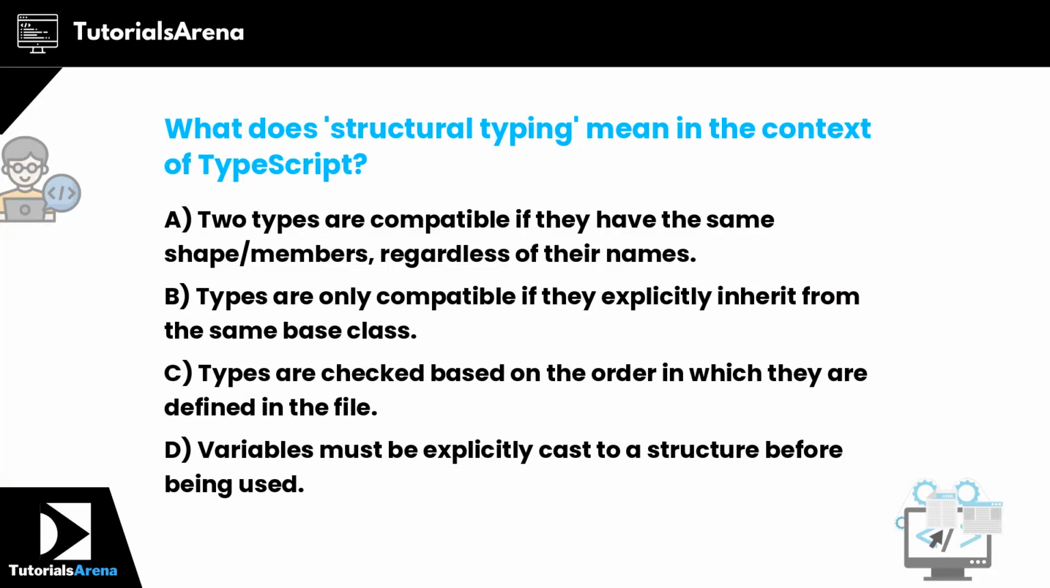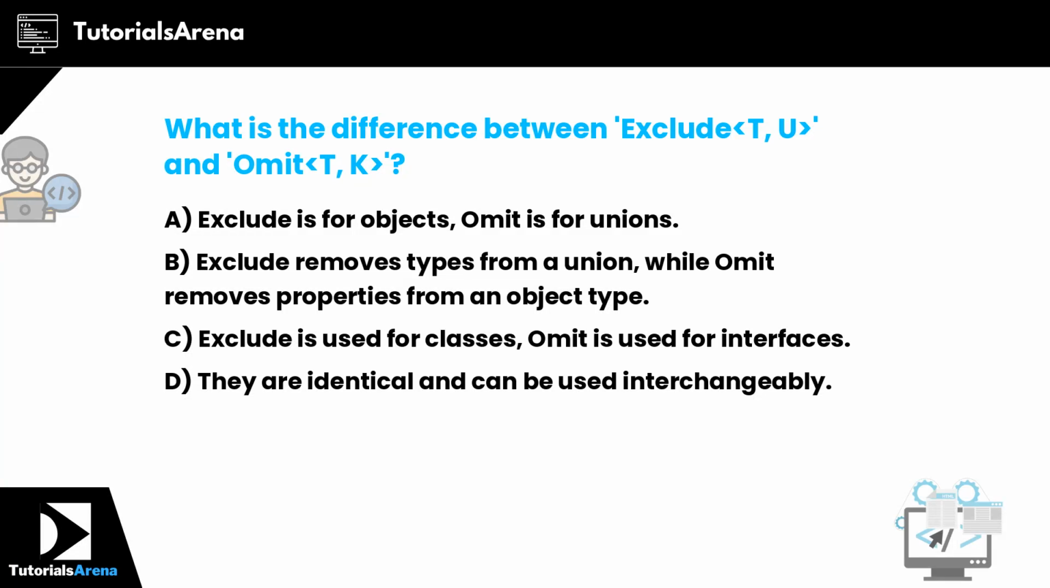What does structural typing mean in the context of TypeScript? The correct answer is option A. Two types are compatible if they have the same shape/members, regardless of their names. What is the difference between Exclude<T, U> and Omit<T, K>? The correct answer is option B. Exclude removes types from a union, while Omit removes properties from an object type.